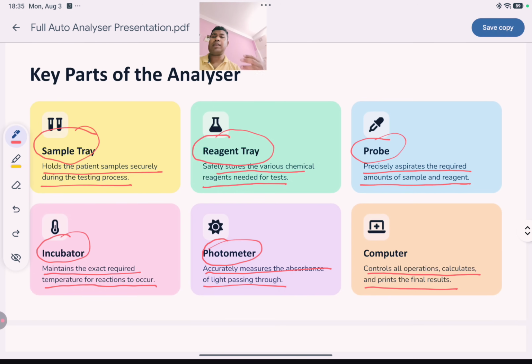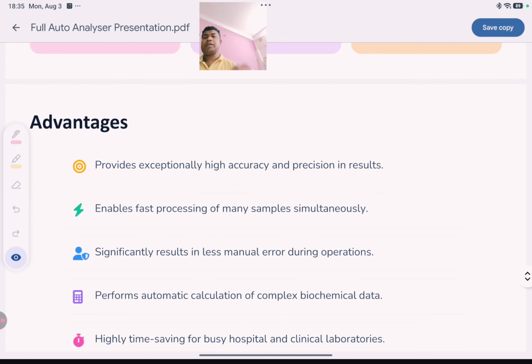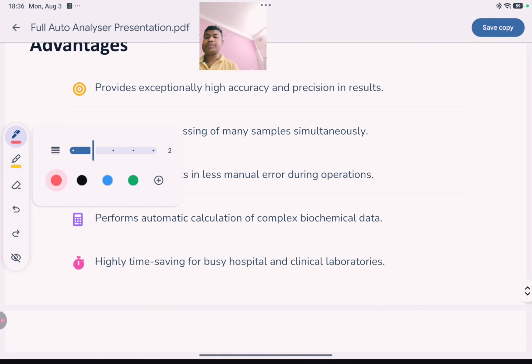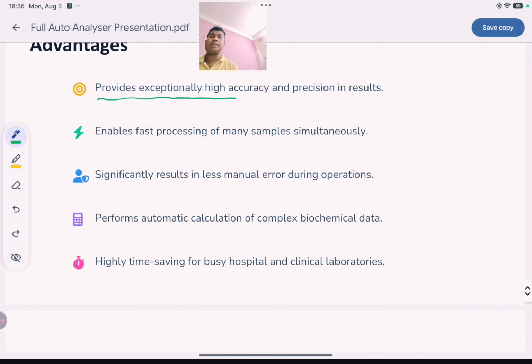So here are some advantages of the biochemistry analyzer. A biochemistry analyzer helps to provide exceptionally high accuracy and precision in results. It also helps in fast processing of many samples. Without a fully automatic analyzer, we cannot process many samples at a time. It means we can get results of many samples in a very little amount of time.